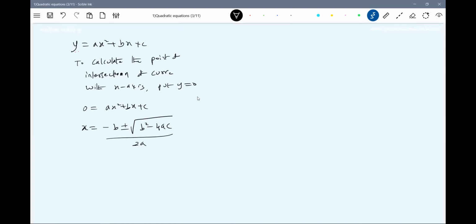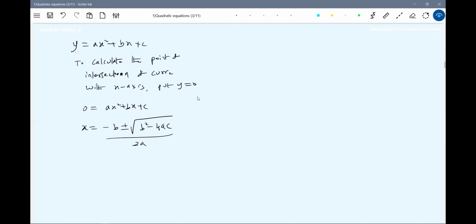What is a? The coefficient of x square. What is b? The coefficient of x. And what is c? C is a constant. So substitute all of a, b, c with sign in this, then you'll get the value of x. Let's take the equation.